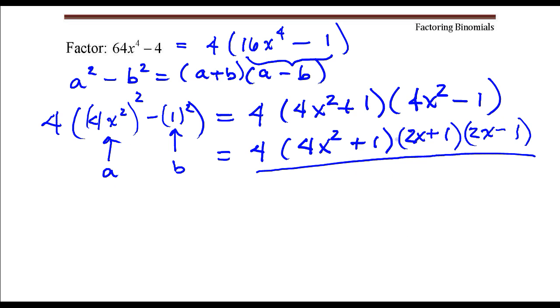Now, you might be wondering about this binomial that's in parentheses, 4x squared plus 1. That's actually a sum of two squares, but there is no factoring formula for a sum of two squares. So we're done here. This is the complete factorization.